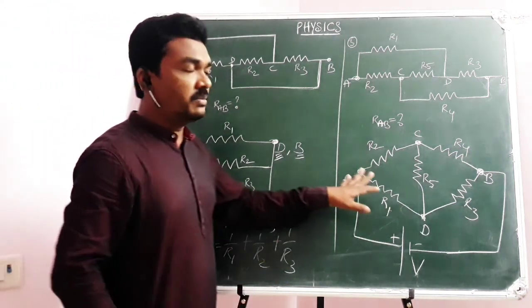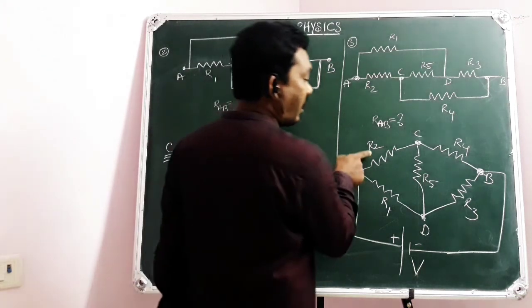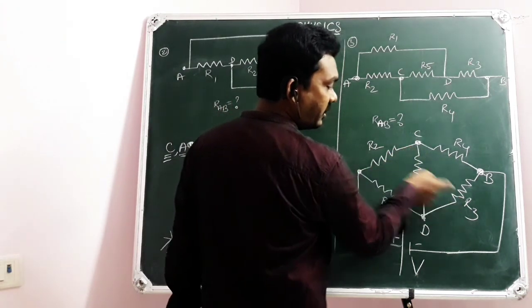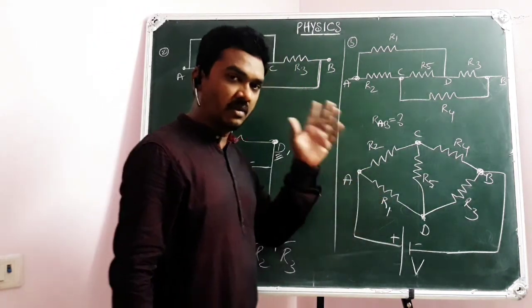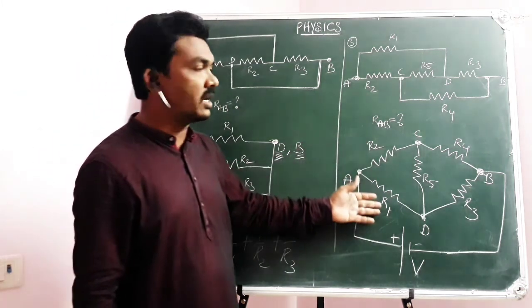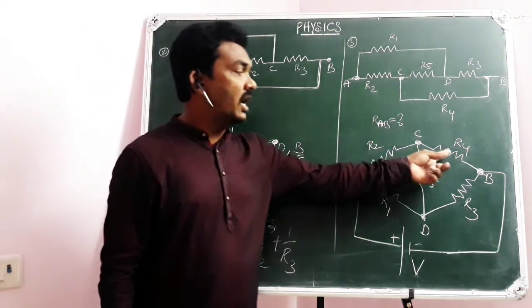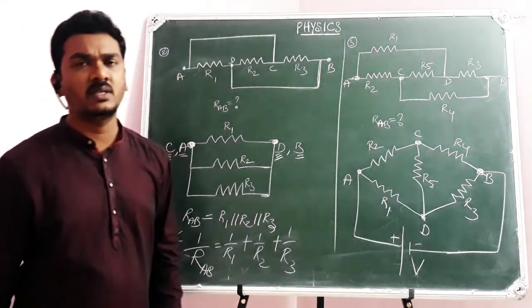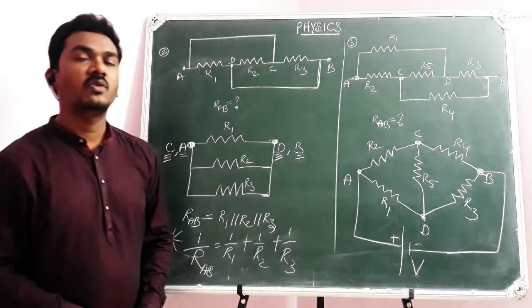But here the Wheatstone-Bridge principle is applicable when R2 by R1 equals R4 by R3. Hope you got it. Don't say R1 by R2, because earlier there was R1 here, but now here R2, here R1. R2 by R1 equal to R4 by R3, then R5 will be ineffective. Then you can apply the Wheatstone-Bridge principle to calculate the equivalent resistance across AB.